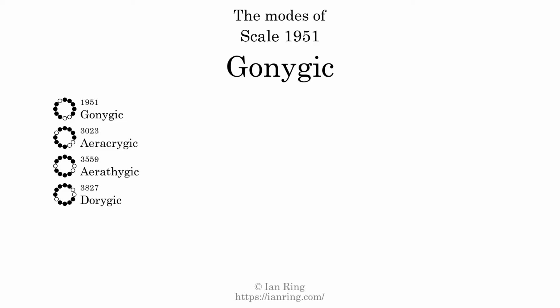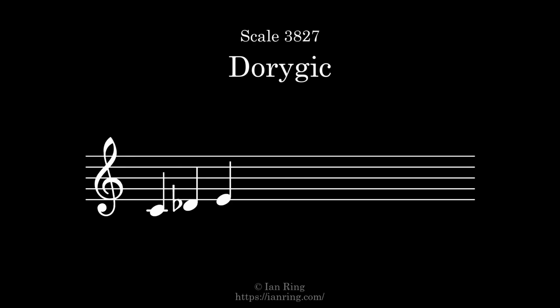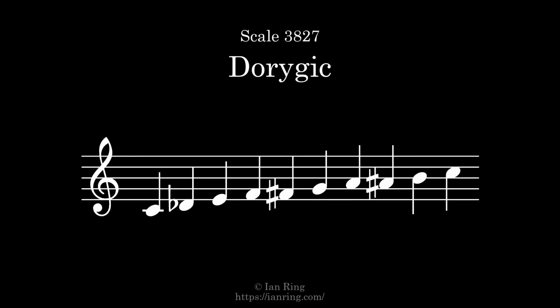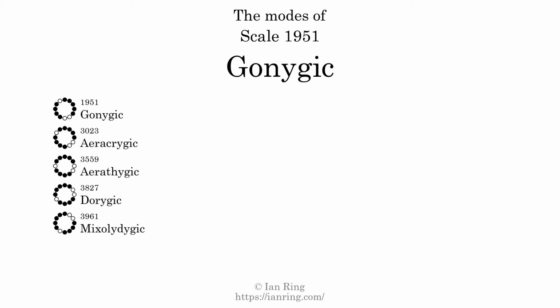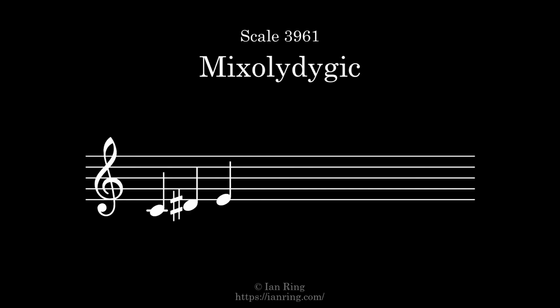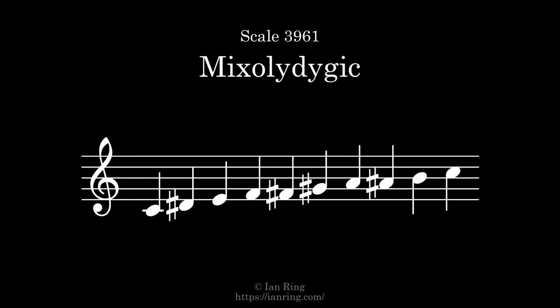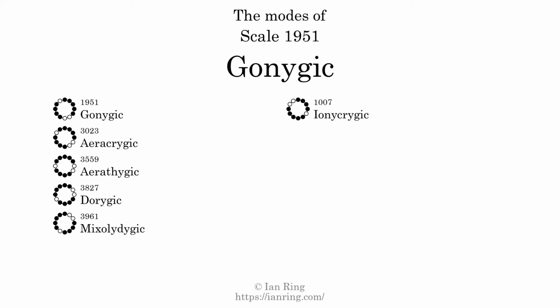The fourth mode is scale 3827, also known as Gonygic. It sounds like this. The fifth mode is scale 3961, also known as mixolydigic. It sounds like this. The sixth mode is scale 1007, also known as enneatonic. It sounds like this.